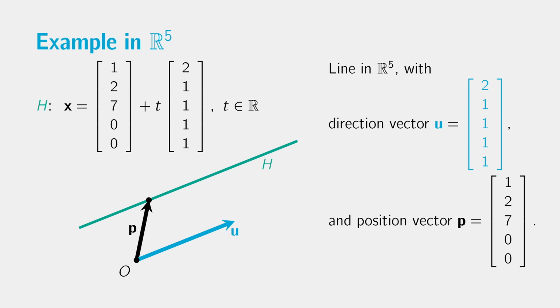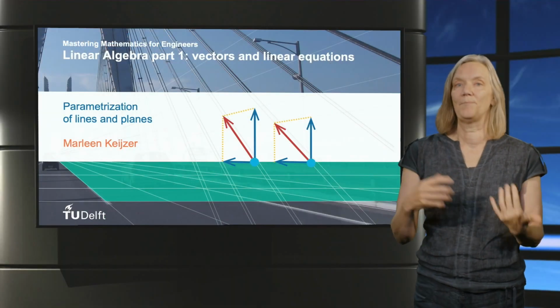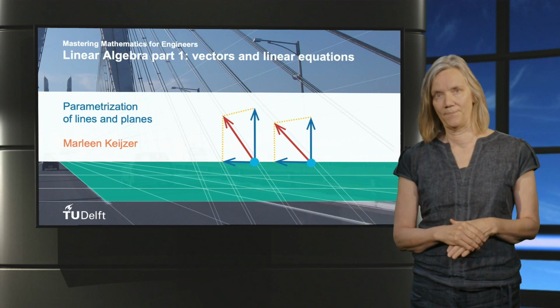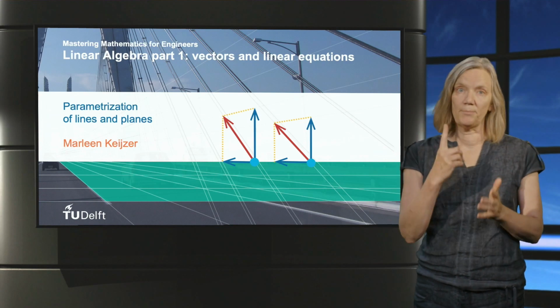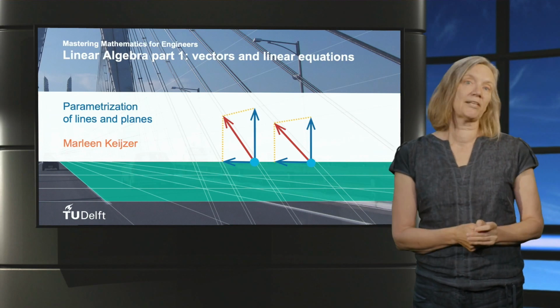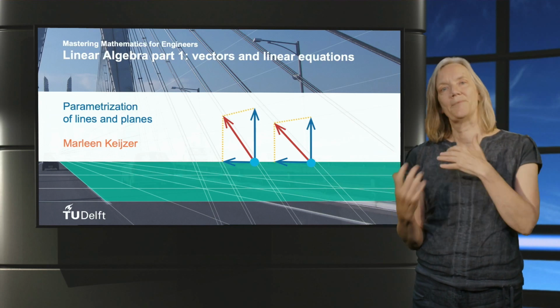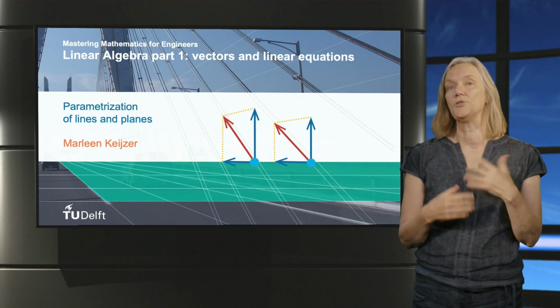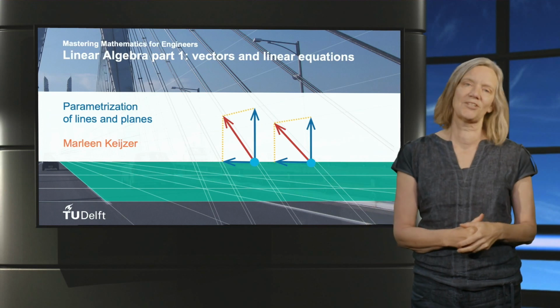In this video, you have seen how you can write lines and planes in parametric vector form. For a line, you need just one parameter, one direction vector and a point. For the parameterization of a plane, you need two parameters, two direction vectors and a point.